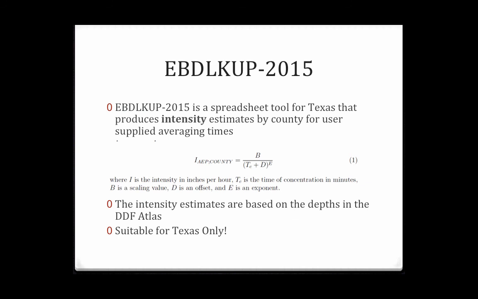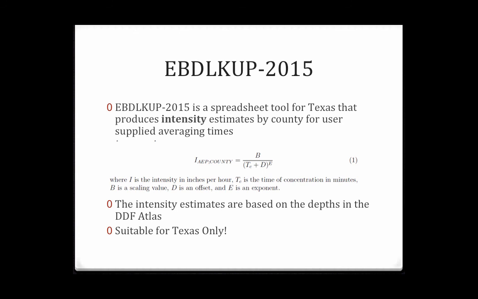Okay, so those were depth, duration, frequency. In Texas, we have another tool, actually brand new, called EBD Lookup. And what it does is it uses that depth, duration, frequency information to fit values to this equation. And then this timing term can be arbitrary. It doesn't have to be 15 minutes, 30, 1 hour, and so forth.